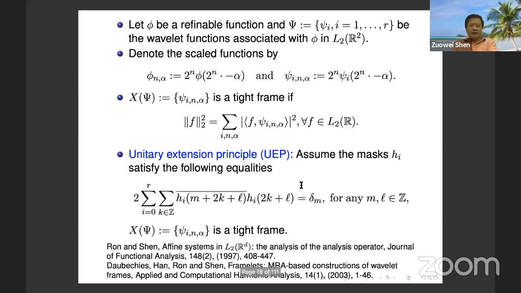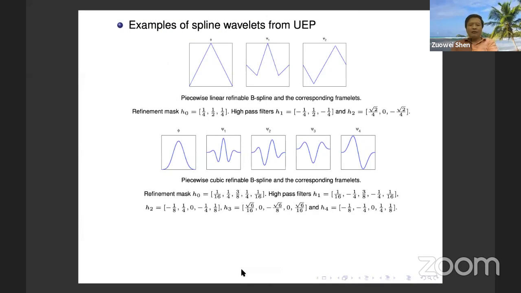This is a result over 20 years old. It was published in 1997 in my paper with Amos Ron. Later we generalized it to a more general case. Here's the example. This is the nice thing about the tight frame.